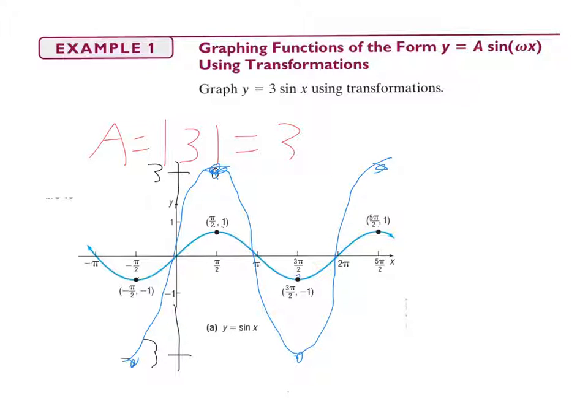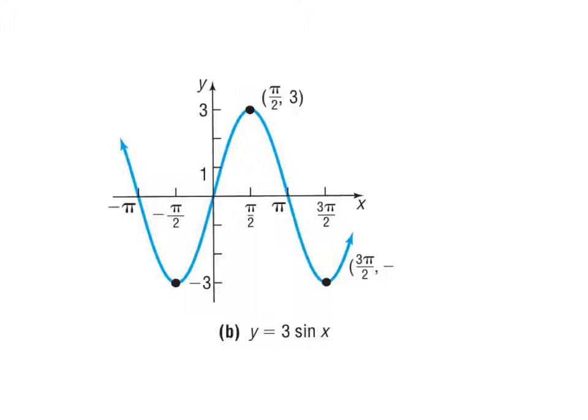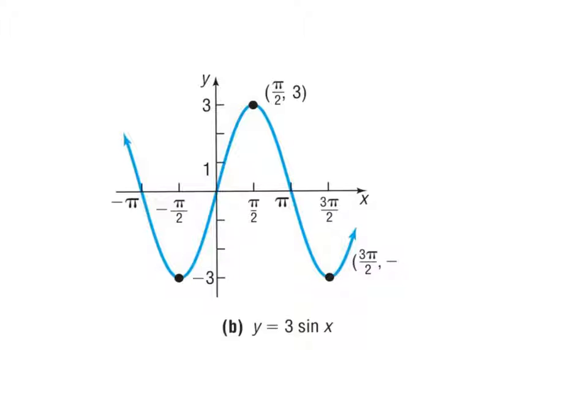And let me put up a nice neat picture of what the graph of this sinusoidal curve would look like. And this is what it'd look like. You notice it still crosses the x-axis at the same locations, just that it goes from -3 to +3 because the amplitude is 3.